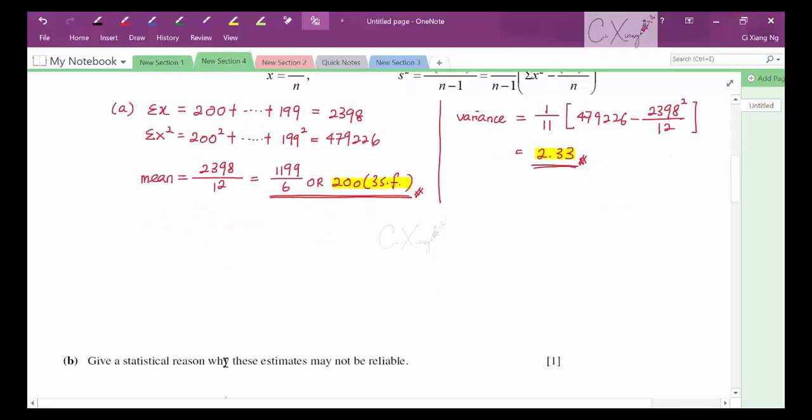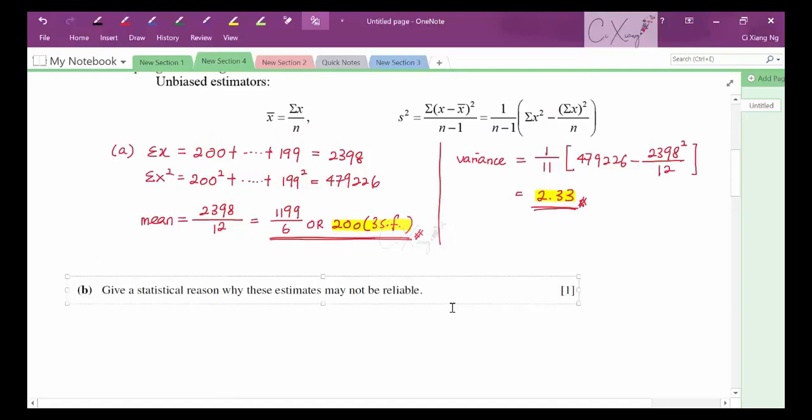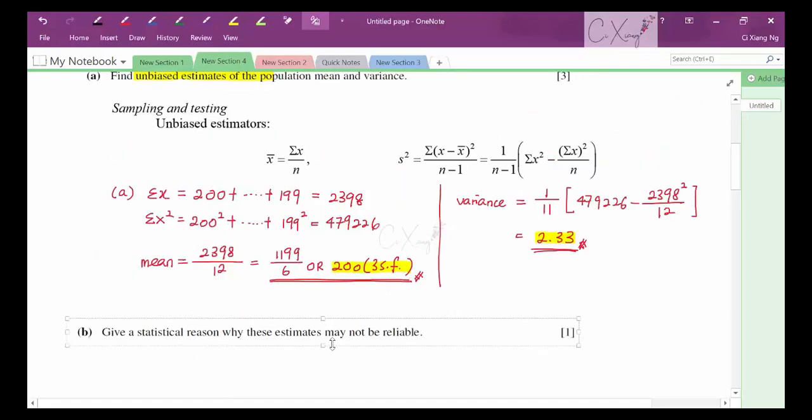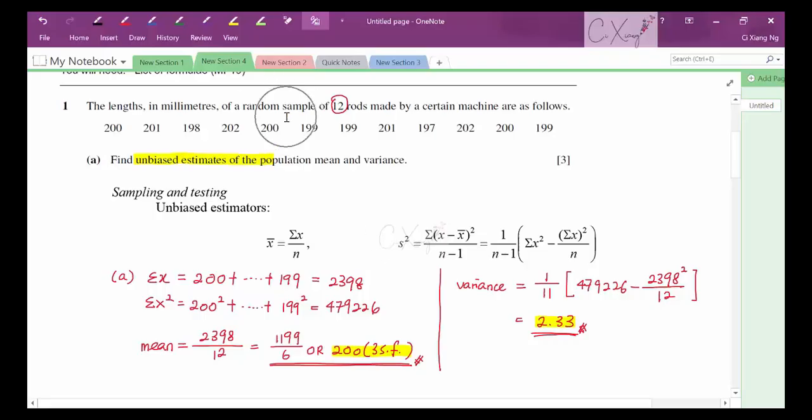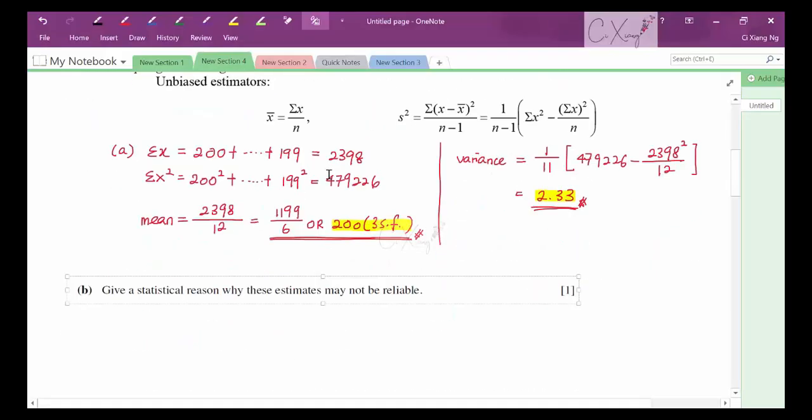For the next part, part B, they are asking: give a statistical reason why the estimates may not be reliable. We are using the sample to estimate the value for the population mean and also the population variance. Why may these estimates not be reliable? One of the possible reasons is that the sample is too small and not able to represent the data for the whole population. So this is one of the possible answers: it is a small sample. This is how we answer question number 1.